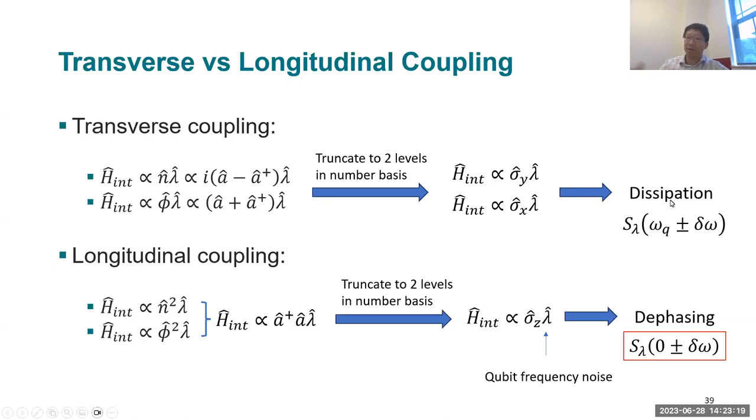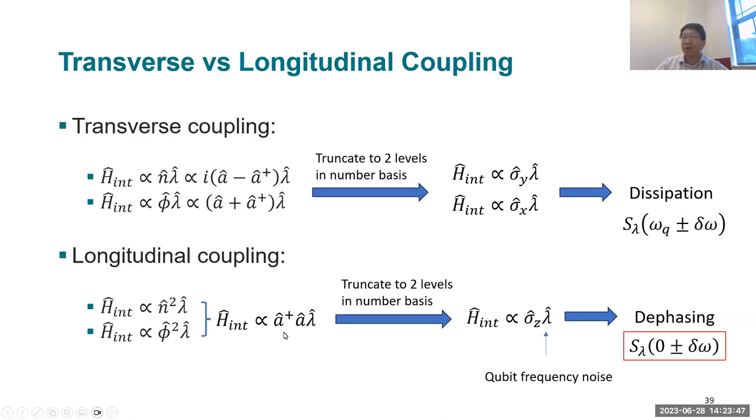It excites or de-excites your qubit. And there's a different type of coupling you can think about. If your coupling Hamiltonian looks like n squared, or phi squared, then you write n in terms of a minus a dagger, or phi in terms of a plus a dagger. You're going to find the quadratic terms, especially a dagger a type of terms, in your coupling Hamiltonian.